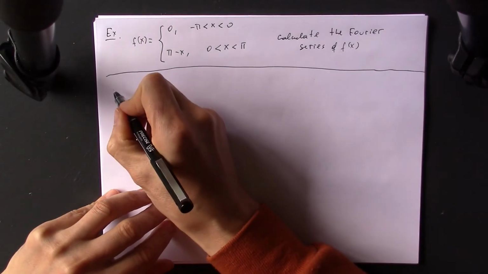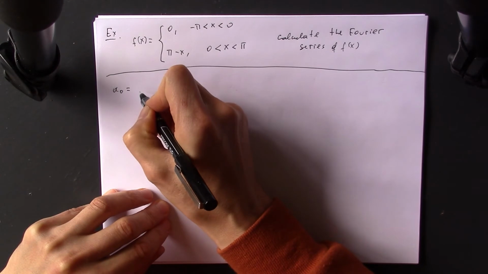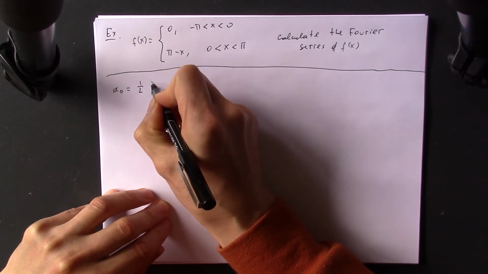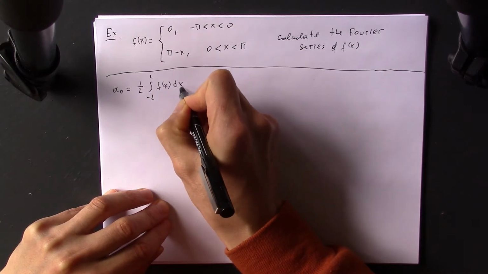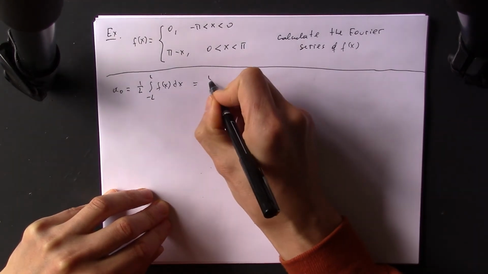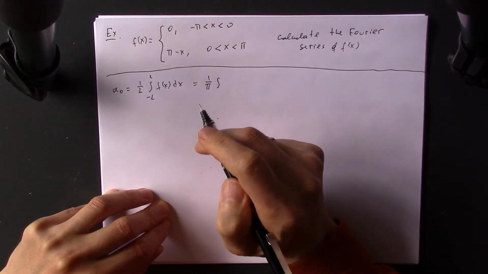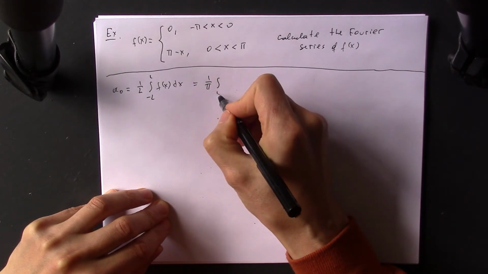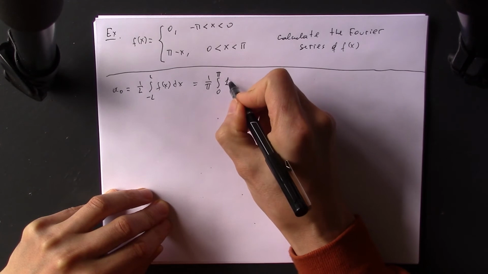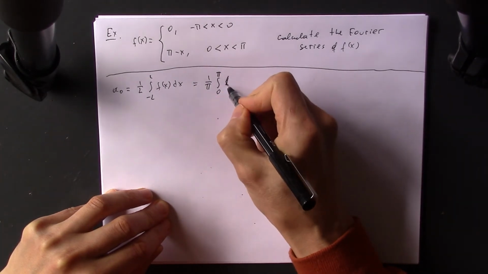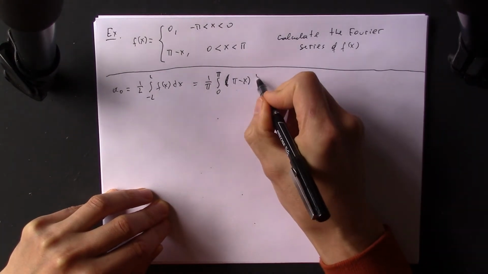First thing we'll do, we'll calculate a0. So a0 equals 1 over L integral from negative L to L f of x dx. In our case, L equals to pi, so 1 over pi. Because function equals to 0 when x is negative, so integral from 0 to pi, and function equals to pi minus x. Function equals to pi minus x dx.